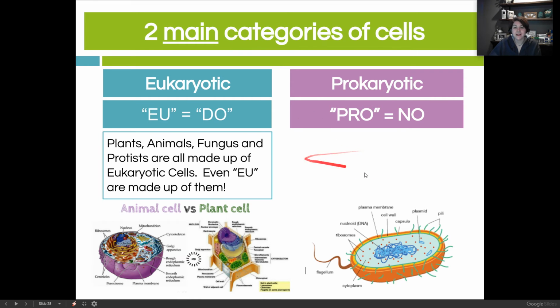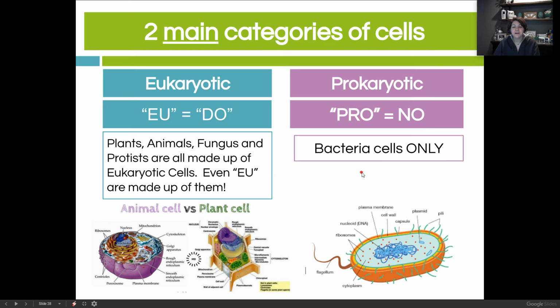So, what are prokaryotic cells? What's left? Prokaryotic cells are bacteria cells only. All of the bacteria, of which there are lots and lots, are considered prokaryotic cells. And really, it makes sense because prokaryotic literally means before the nucleus. So, this is where the bacteria cells are.